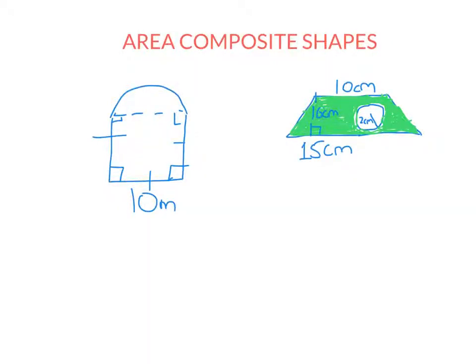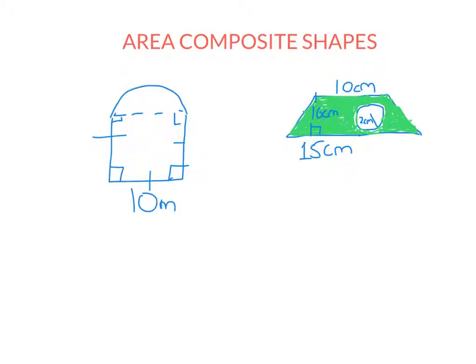Thank you so much for tuning into this video in which I go through the area of composite shapes. So you're just going to have a couple or more 2D shapes stuck together or one cut out from another, and we'll find the area of them. So let's look at the first shape here.